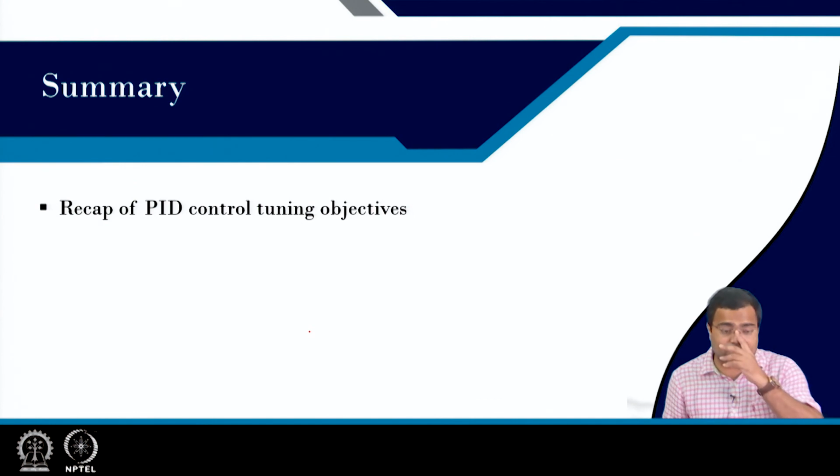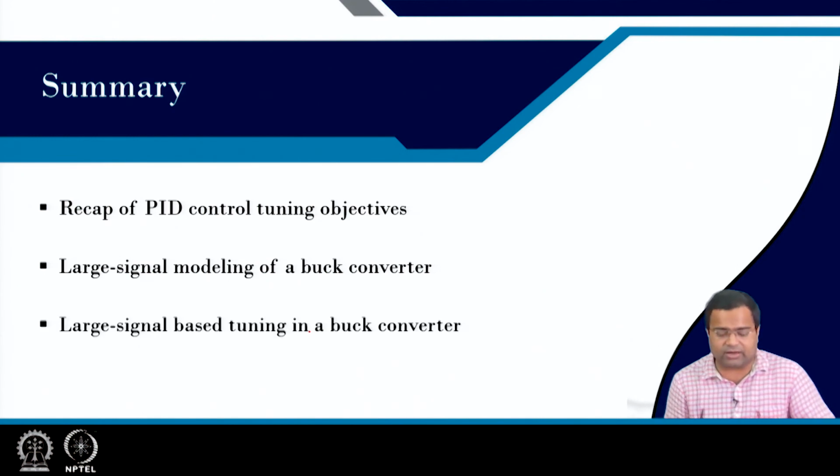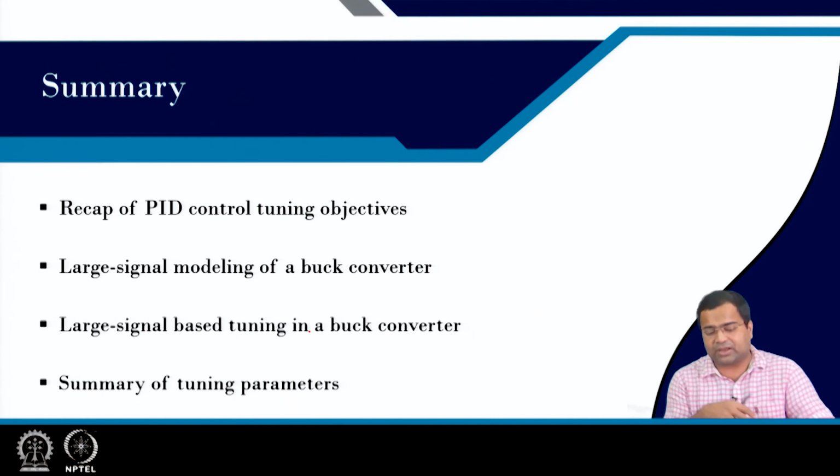So, with this I want to summarize: the recapitulation of the PID controller tuning objective, then large signal modeling of a buck converter, derivation of the tuning rule in a buck converter, which we did for current mode as well as voltage mode control, and the summary of tuning parameters.